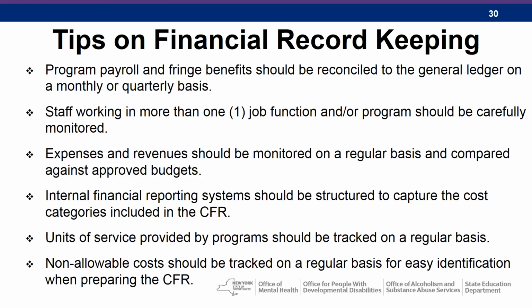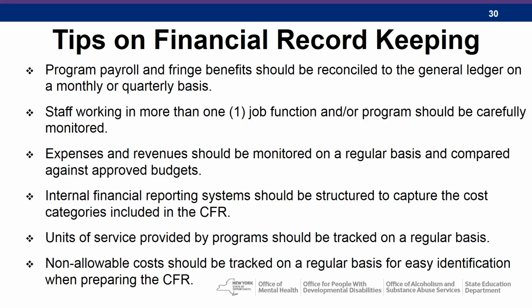Here are some tips which will make completion of the CFR easier. Program payroll and fringe benefits should be reconciled to the general ledger on a monthly or quarterly basis. Staff working in more than one job function and/or more than one program should be carefully monitored. Expenses and revenues should be monitored on a regular basis and compared against approved budgets.